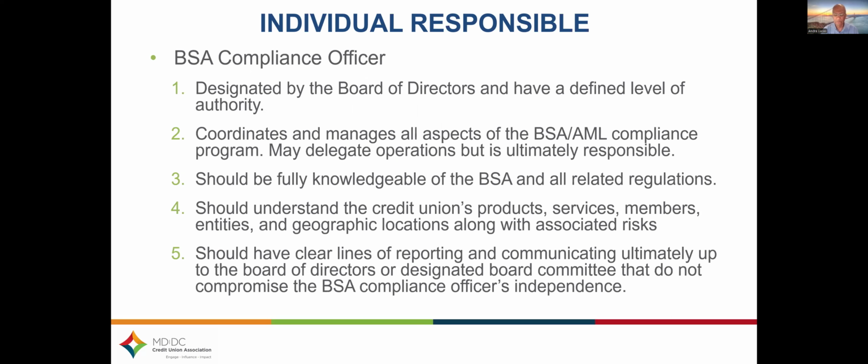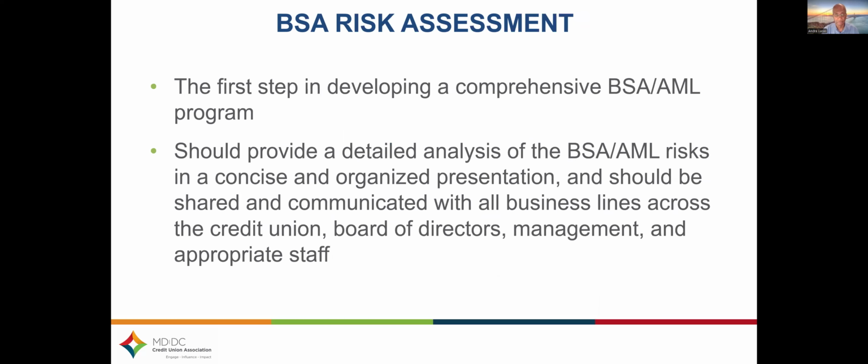The individual responsible is designated by the board of directors, hired by the credit union, but designated by the board of directors. That person's designation should be in your policy and in the board minutes that the board designated that individual to be the BSA officer. They must know everything about the BSA, everything about the credit union, all related products and services, all the risks. They must understand everything about the credit union and be able to report any needs or any violations or any findings to the board of directors.